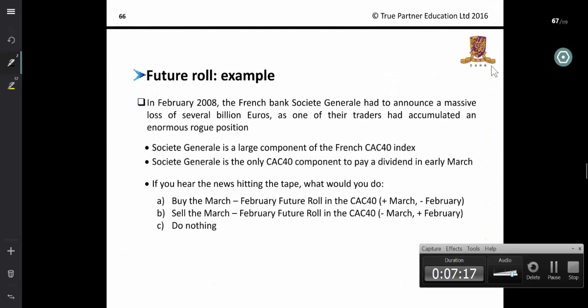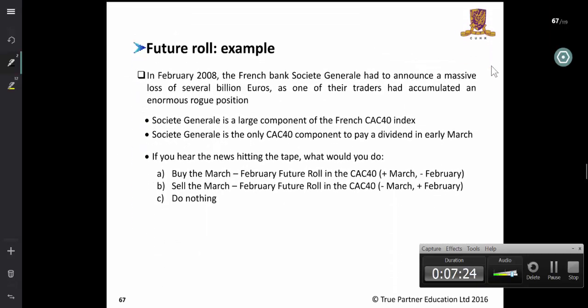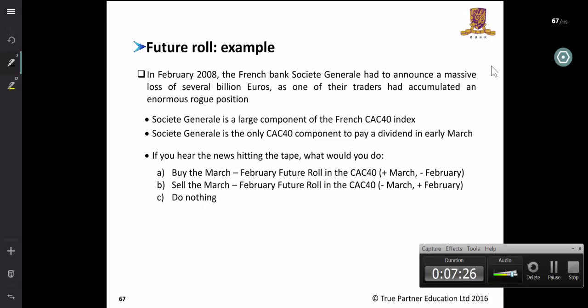In that, and this was a real arbitrage, but people didn't realize, the French bank SocGen actually had some really bad news because one of their traders lost around 5 billion euros by covering up his losses.